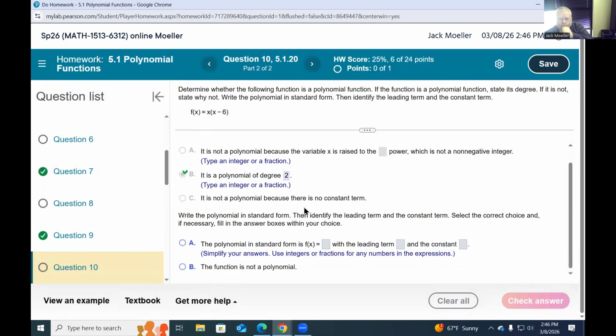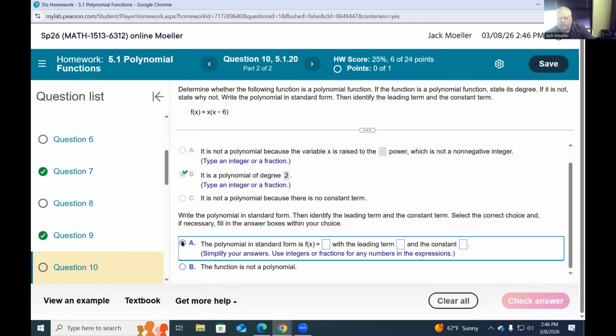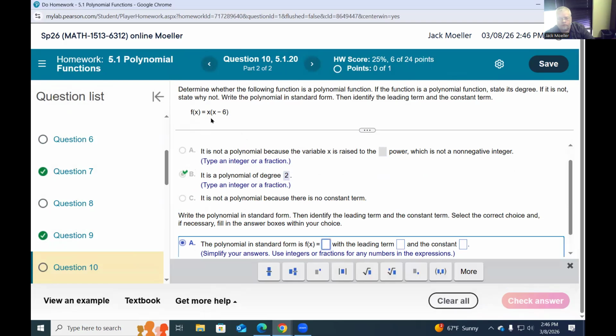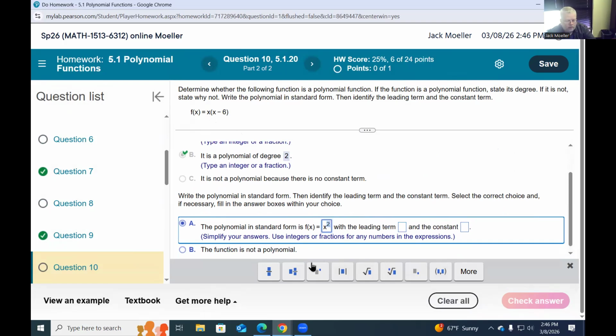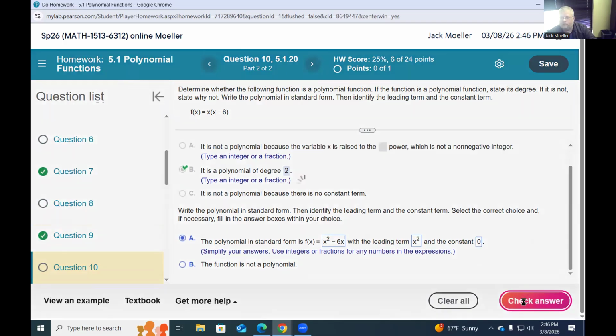So not only do they want it in standard form, that means you actually have to distribute it. So that would be x squared, and then minus 6x, with a leading term of x squared. And the constant, well, now there is no constant, so now I know that they're looking for 0.